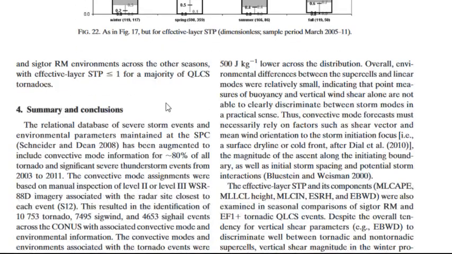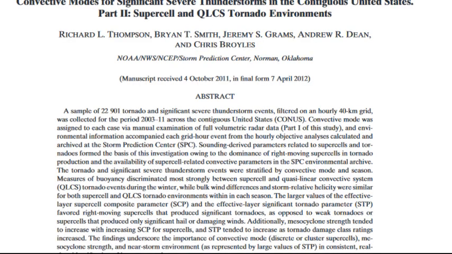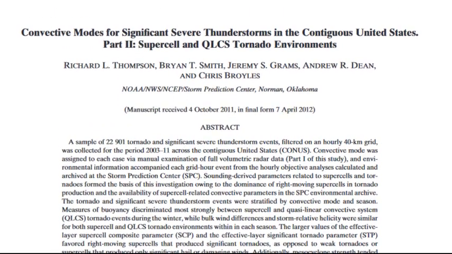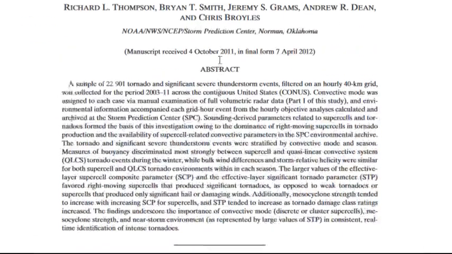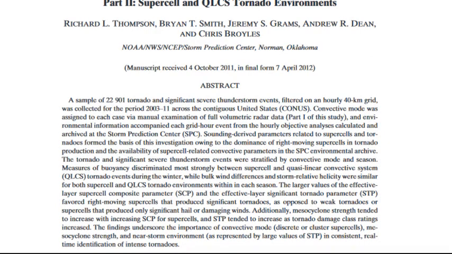So anyway, this is a good basis for that, and it's a great climatological study. And just to recap, this is from Weather and Forecasting, Volume 27, 2012. And this is Thompson, Smith, Grams, Dean, and Broyles. Convective modes, part 2. Okay, so let's go ahead and pick this up and go into the forecast.